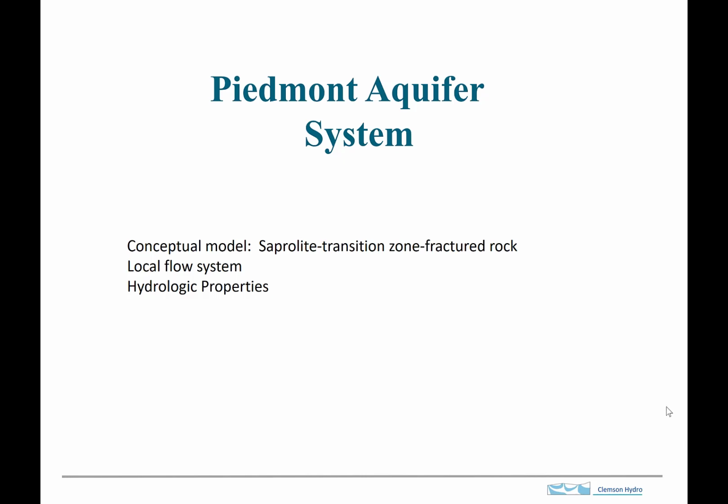This video is about the Piedmont Aquifer system. I want to describe in this video the conceptual model for the aquifer system, and we'll see that this consists of saprolite, transition zone, and fractured rock. The aquifer system is what's considered a local flow system, and we also want to take a look at the hydrologic properties as part of the video.